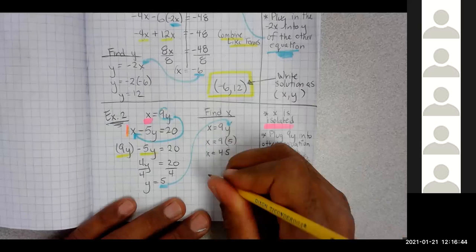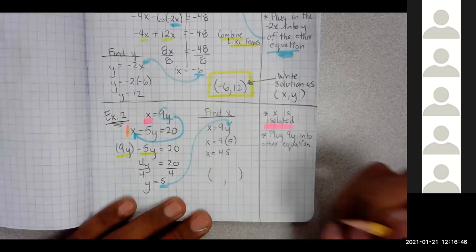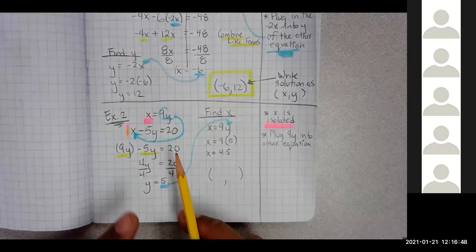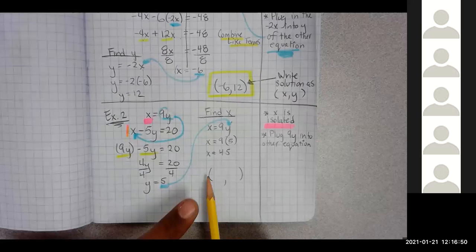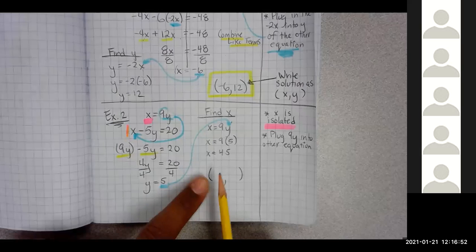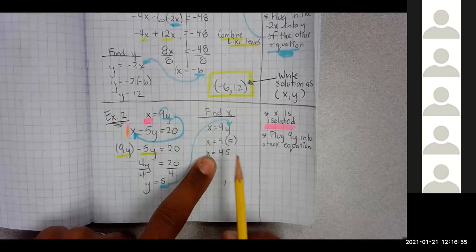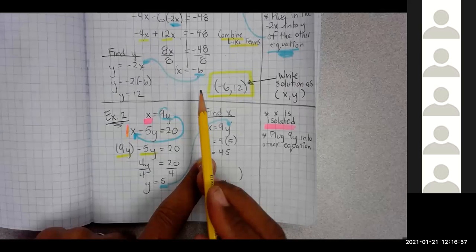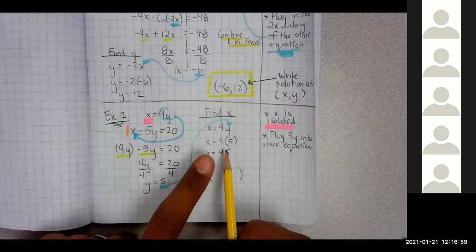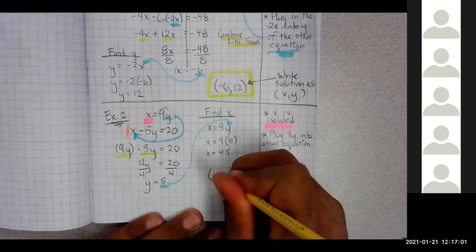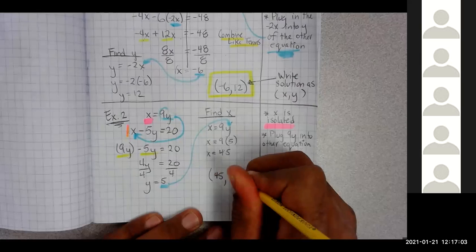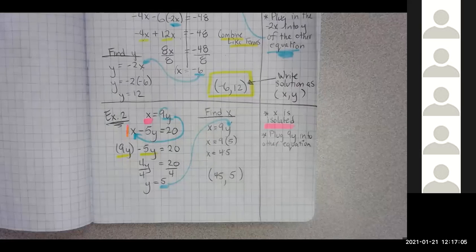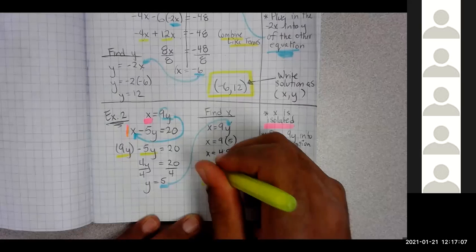So now, here we've got to make sure, because we solved for y first, doesn't mean that's the first number that goes here. You have to remember that your x always will go first, whether you solve for it the first time or the second time. So here, 45, comma, 5 would be our solution. Good.